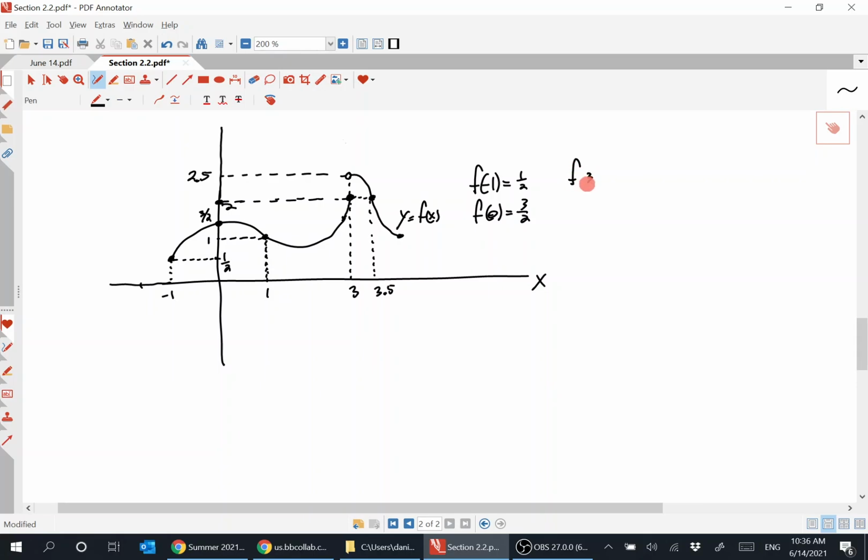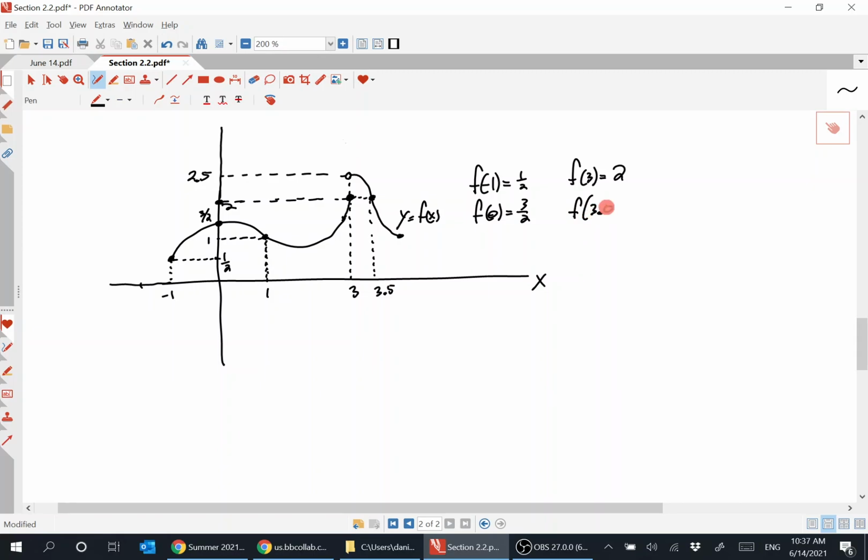And then this open dot, closed dot thing. Remember, the closed dot means that's where the curve is. The open dot is just sort of a placeholder. So f of 3 is equal to what? Two. Is equal to 2. Is not equal to 2.5.